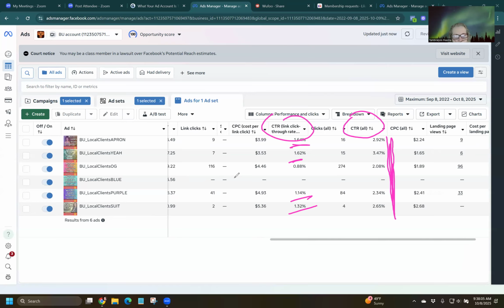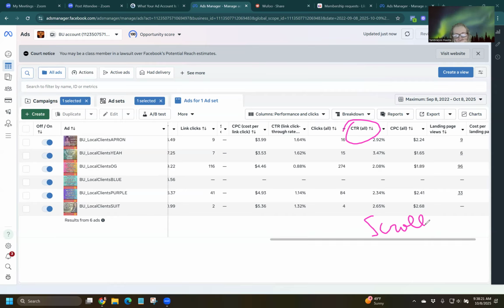So what that tells me in the world of metrics is the CTR all is: did my ad stop the scroll? That's what this is really about. Did this stop the scroll? If it's over 2% of the people that see it stopped, okay, I'm good with that. So I stopped the scroll.